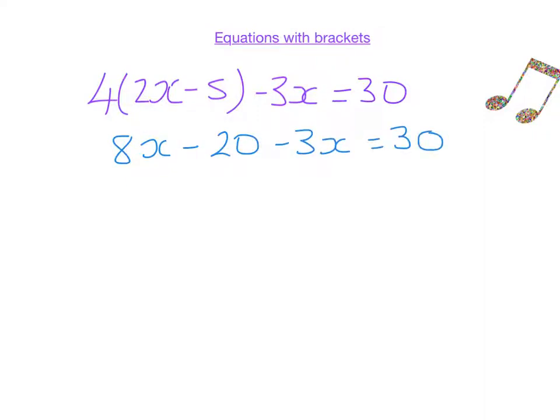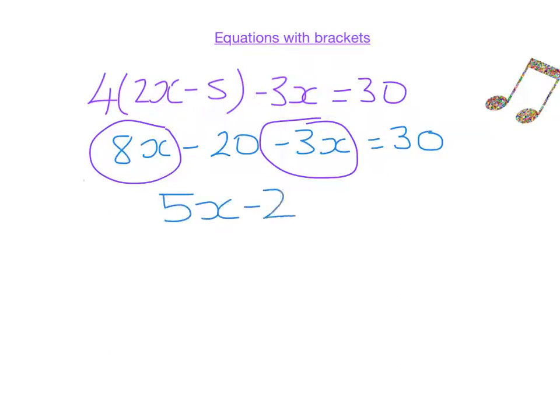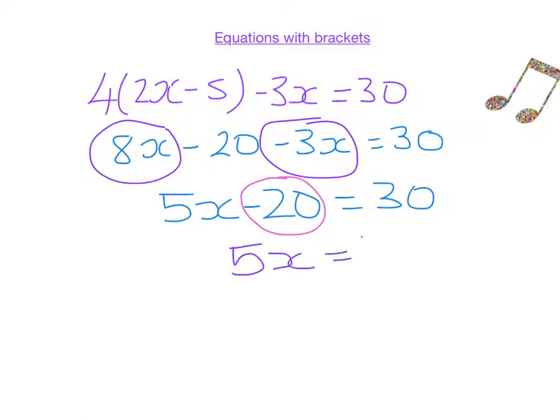And now I'm going to gather together the like terms on the left-hand side. So I've got an 8x and I take away 3x. So that's going to give me 5x. And now I'm solving like a normal equation. I'm going to add 20 to each side. And I'm going to divide by 5.